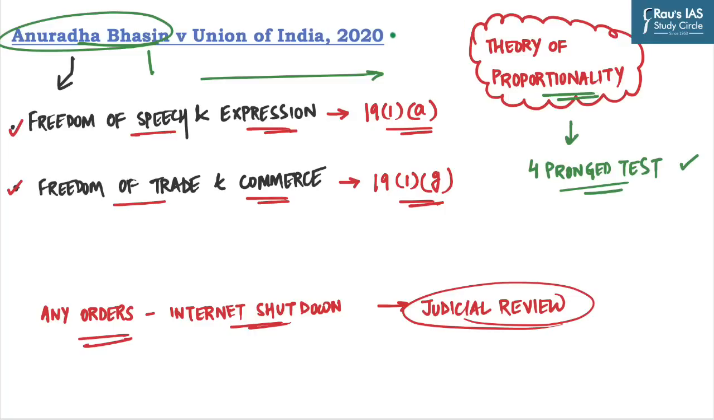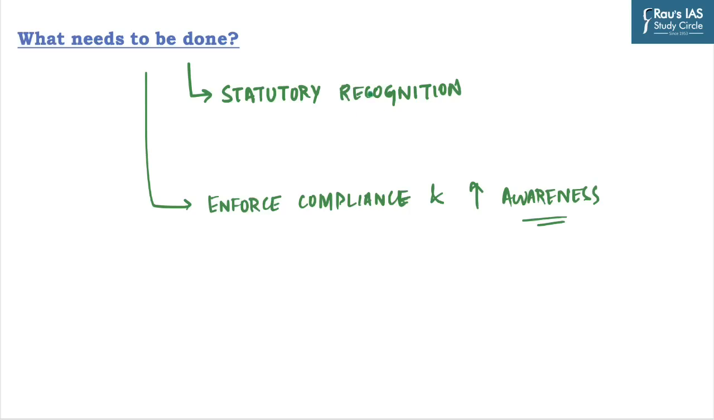Hence, you can quote this particular judgment if a question appears on internet ban or a constitutional law which impacts the fundamental rights of the citizens, in which you can also mention the theory of proportionality. And what needs to be done in this particular regard? The first point here is there is a need for statutory recognition to important guidelines issued by Supreme Court from time to time. And the second one is there is a need to enforce compliance and increase awareness about the important Supreme Court judgments which impact the rights and livelihood of citizens.